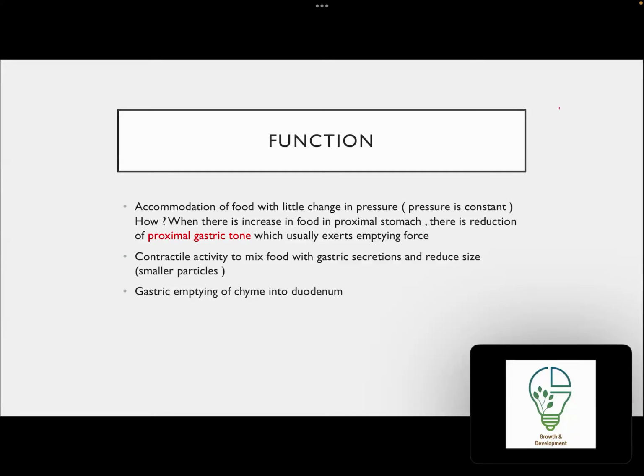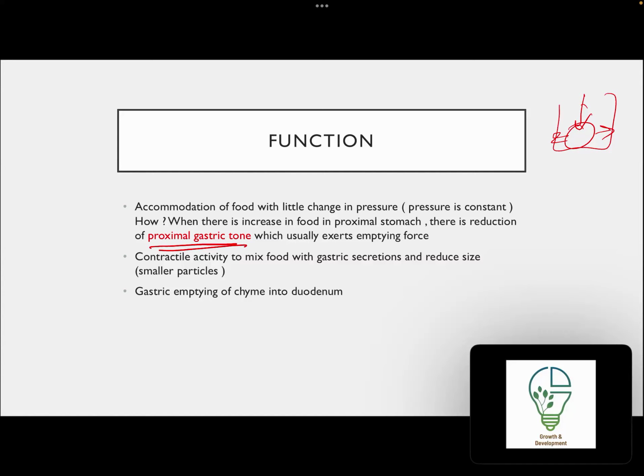Because let's say this is the stomach and this is normal. Then we add food in it, and I told you earlier that it distends. So how does it not increase the pressure? The reason is that we have a proximal gastric tone in the stomach. This proximal gastric tone is relaxed when there is food in the stomach, which means that it's not going to be rigid, it's not going to push back. So this is going to lead to a decrease in the pressure.